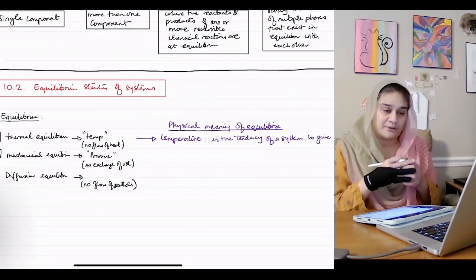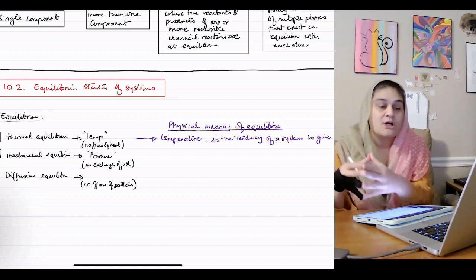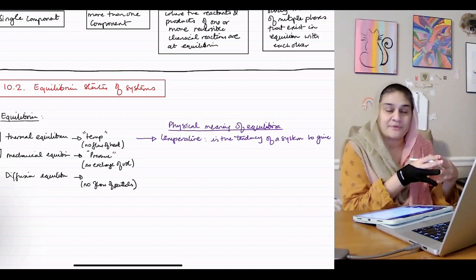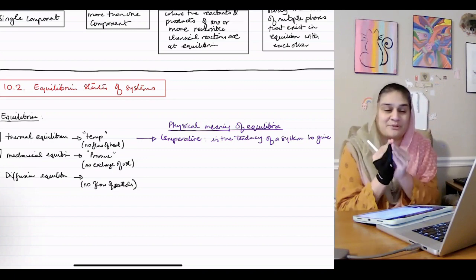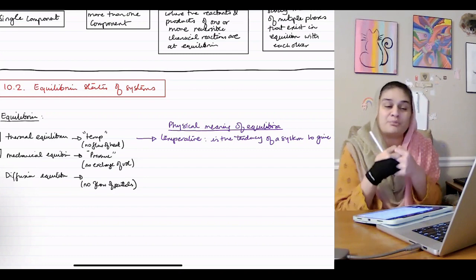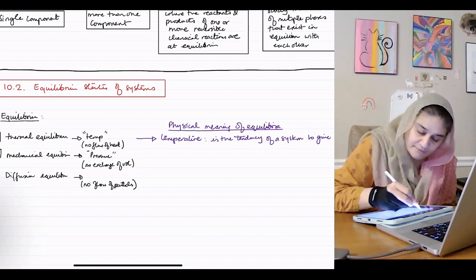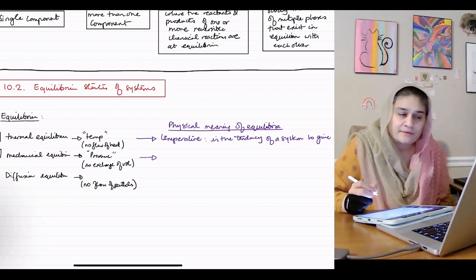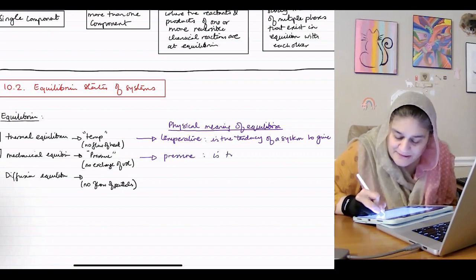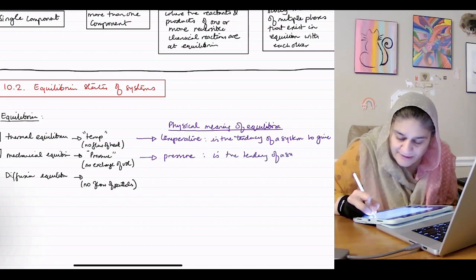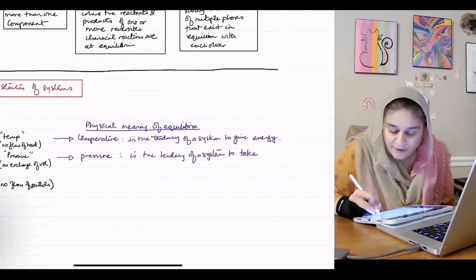Now, what about mechanical equilibrium? So volume tends to be transferred from a system with a higher value of pressure to a system with a lower value of pressure. So this continues until P1 and P2 become equal, and mechanical equilibrium is reached. So then we can say that the physical meaning of pressure is the tendency of the system to take volume.